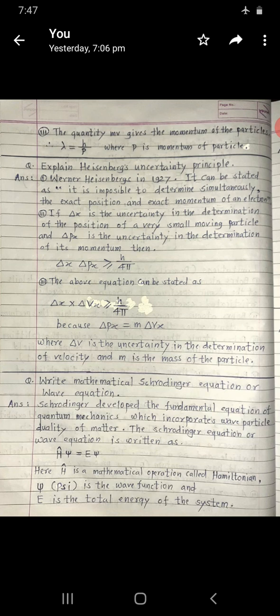Okay. Now, next one is, explain Heisenberg's uncertainty principle. Heisenberg in 1927 stated that it is impossible to determine simultaneously the exact position and exact momentum of an electron.